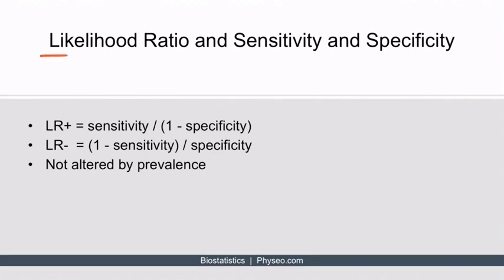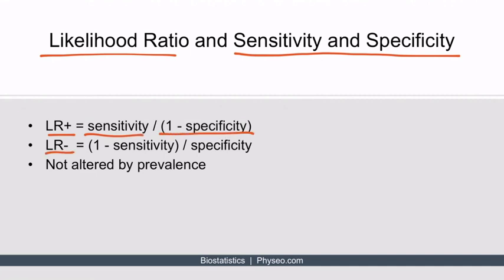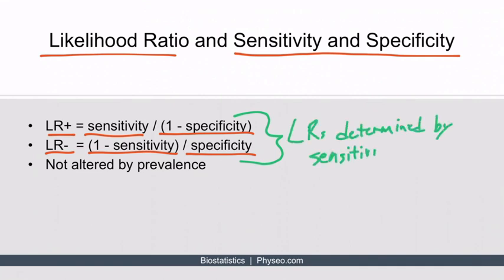Now let's relate likelihood ratios to sensitivity and specificity. Positive likelihood ratios are found by taking the sensitivity and dividing that by 1 minus the specificity. Negative likelihood ratios are found by taking 1 minus the sensitivity and dividing that by the specificity. However, it is vitally important that you recognize that likelihood ratios are determined by sensitivity and specificity. So it would make sense that likelihood ratios, like sensitivity and specificity, are not altered by prevalence.